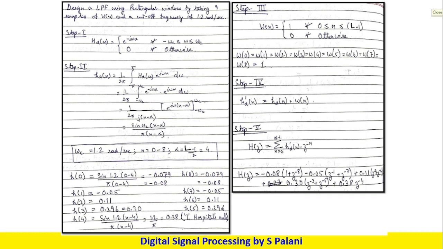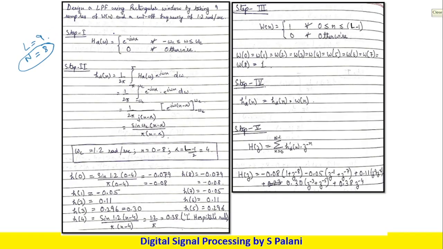So let's take up an example. Design a low pass filter using a rectangular window by taking 9 samples. 9 samples means the order will be 8. Samples mean length. So our length L is equal to 9, and our order N, from the equation, is equal to 9 minus 1, which is 8. So the order would be 8.